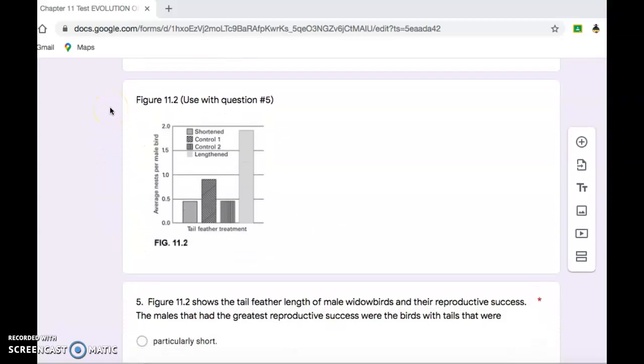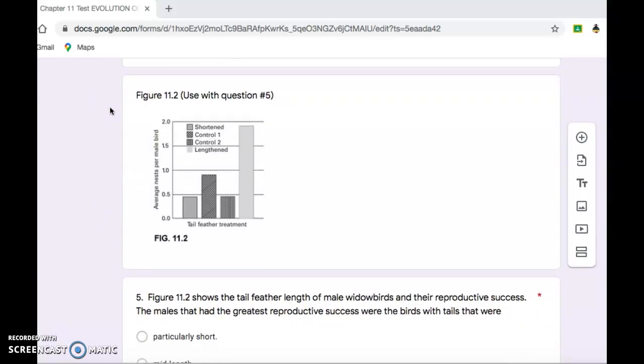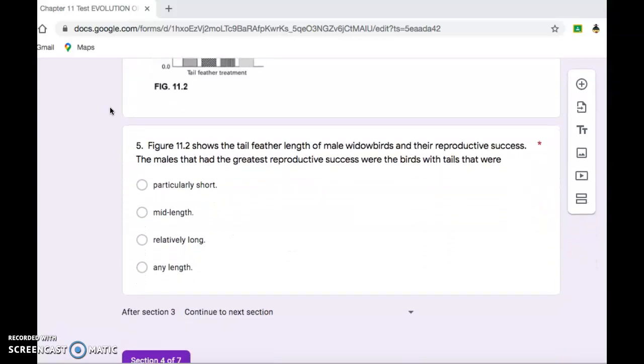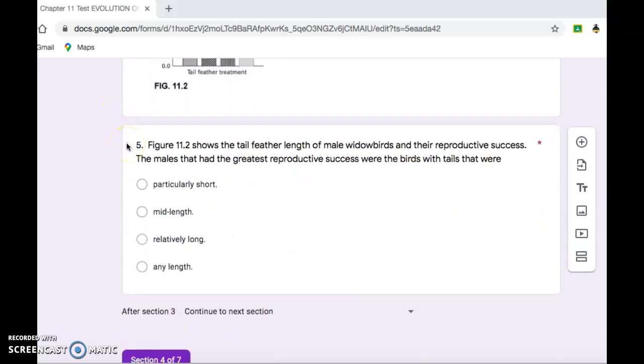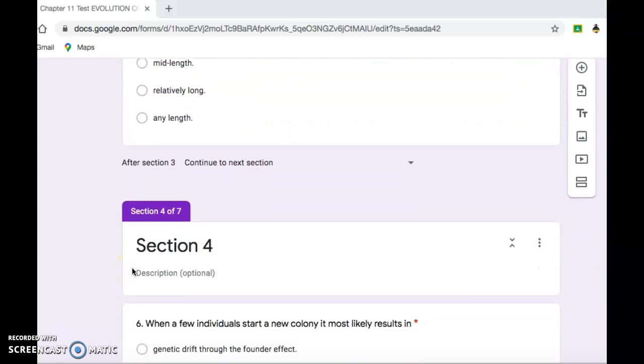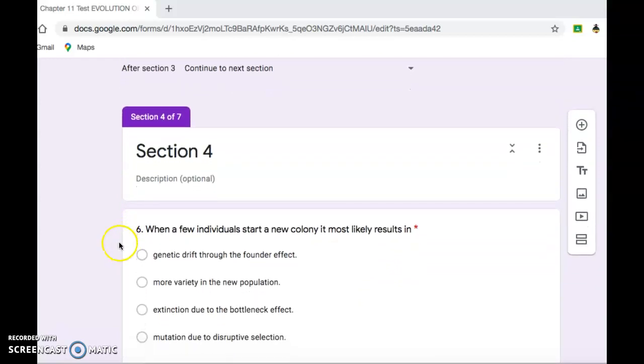Next, you'll see figure 11.2. Make sure you're using this and referring back to it for question number 5. Question 5 says, figure 11.2 shows the tail feather length of a male widow bird and their reproductive success. The males that had the greatest reproductive success were the birds with tails that were particularly short, mid-length, relatively long, or any length. Once you're done with that, make sure you're continuing to the next section.